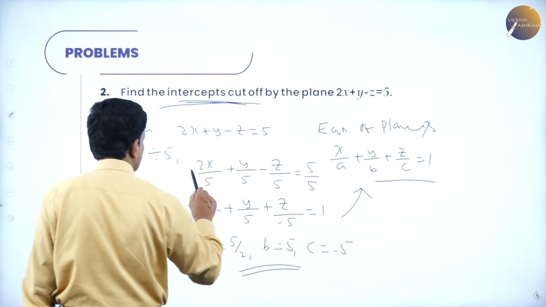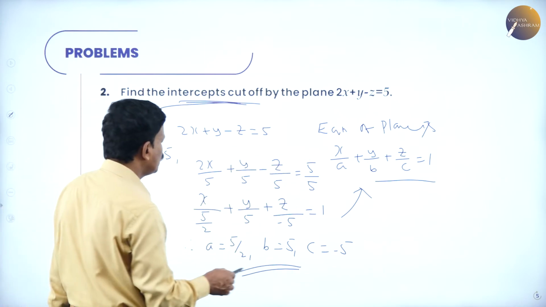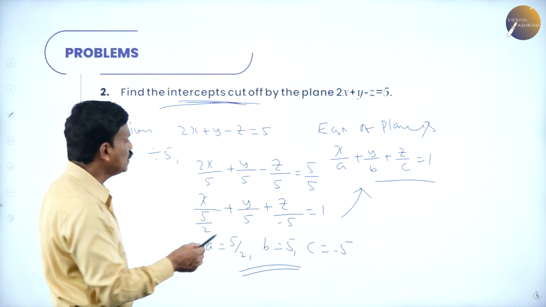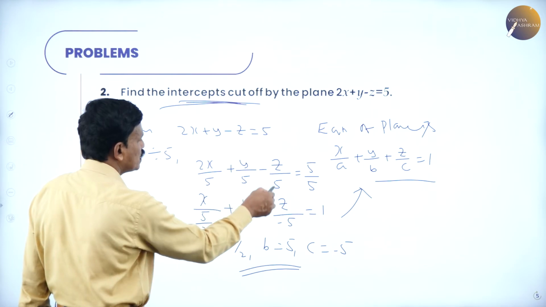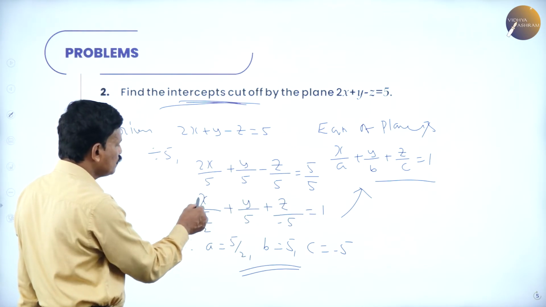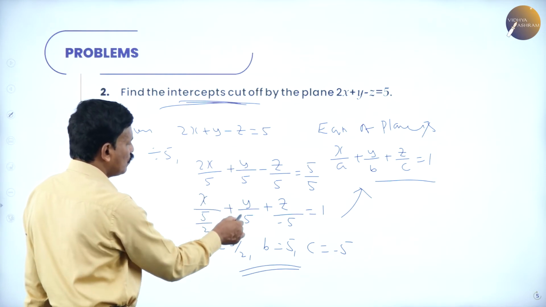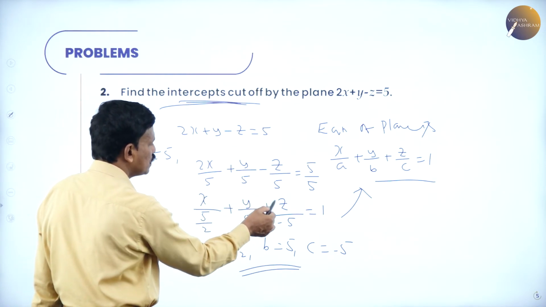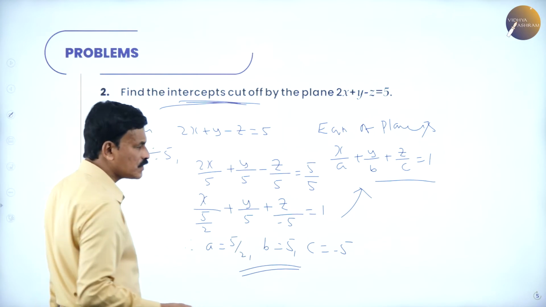Divide this by 5. Just make the right hand side as 1. Divide by 5, term by term division. 2x by 5 plus y by 5 minus z by 5 is equal to 1. So we can bring this to the denominator: x divided by 5 by 2, plus y by 5, plus z divided by minus 5 is equal to 1.